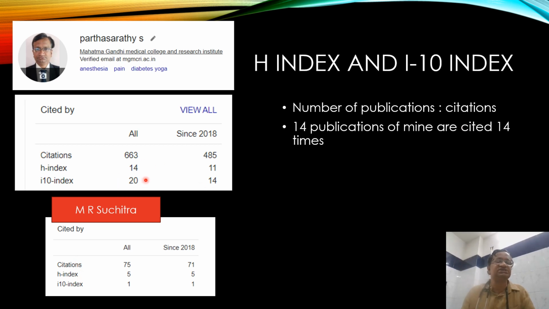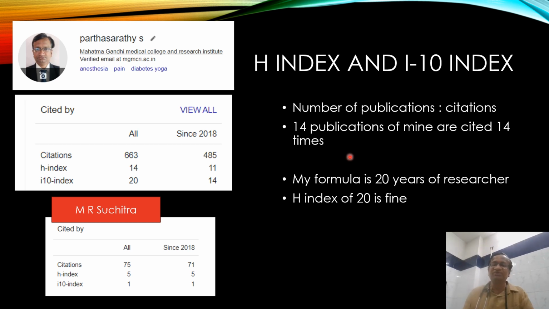Item means 20 articles are cited 10 times each. Number 1 article is cited 10 times, number 2 article 10 times, and so on. 14 articles are cited 14 times each. My formula is, for a 20-year researcher, H index can be 20. That's very good.